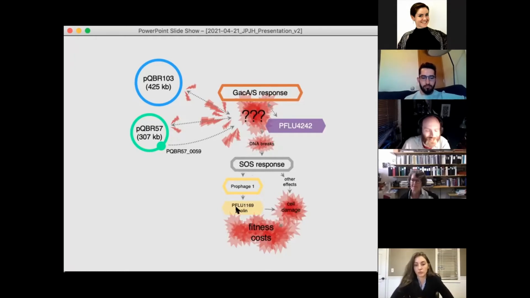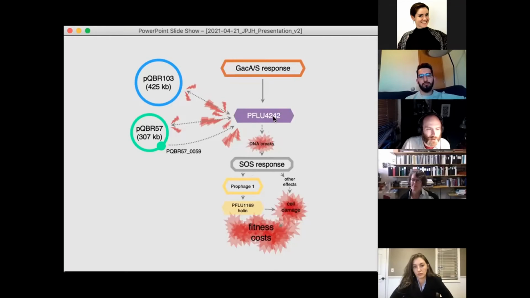If we express this gene by itself, it causes similar fitness costs. Up at the top here, it's a little bit confusing, but what we can do is show that actually a parsimonious explanation is that mutating GAC-AS, this master regulator of secondary metabolism, exerts its effects by reducing expression of PFLU4242. Essentially, there are two ways of doing the same thing. It's cutting off your hand or cutting off your arm.